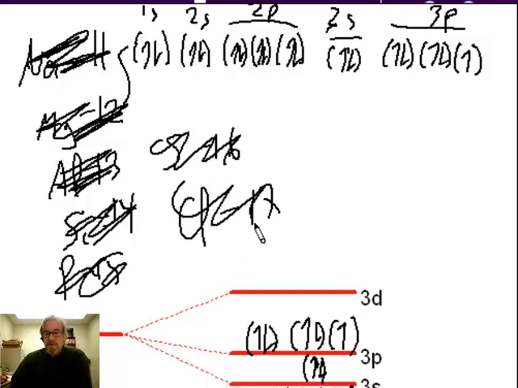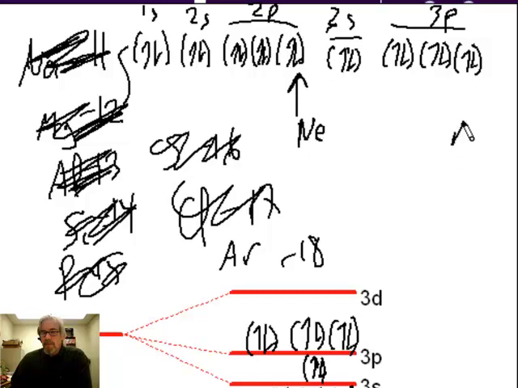And then finally I get to a noble gas, argon. And argon has 18 electrons. That means it's going to fill that 3p sublevel. Now you may recall that when we did neon, we filled that up. Now we're at argon, and we've just filled that up.